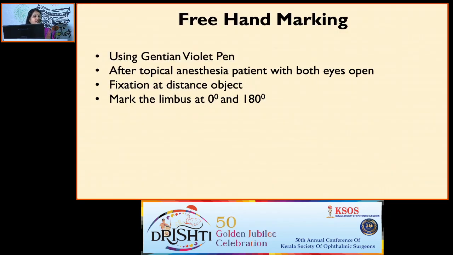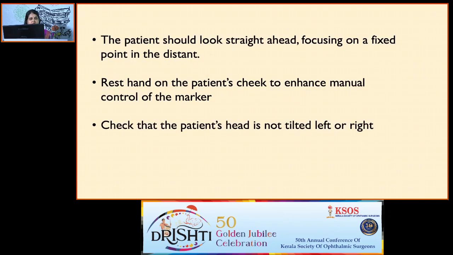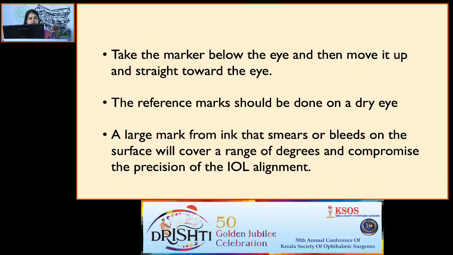Now coming to the freehand marking, by using a gentian violet pen after topical anesthesia, with the patient's both eyes open and fixating at a distant object, mark the limbus at 0 and 180 degree. Other prerequisites are, you can rest the hand on the patient's cheek to enhance the control of the marker. Check that the patient's head is not tilted left or right. Now take the marker below the eye and then move it up and straight towards the eye.